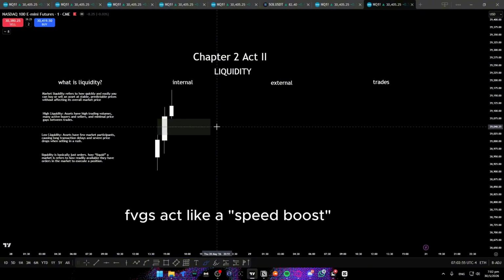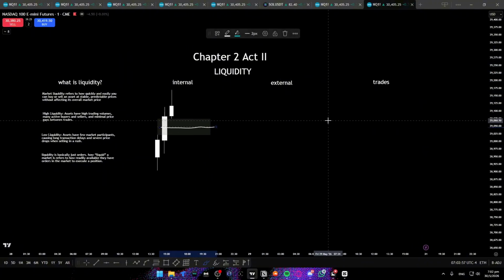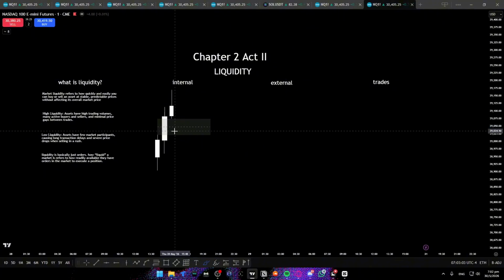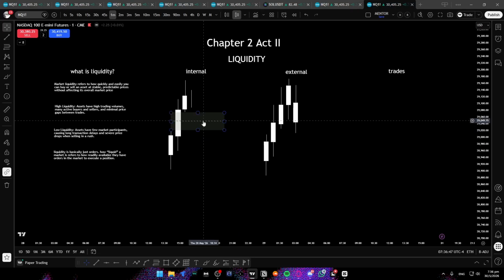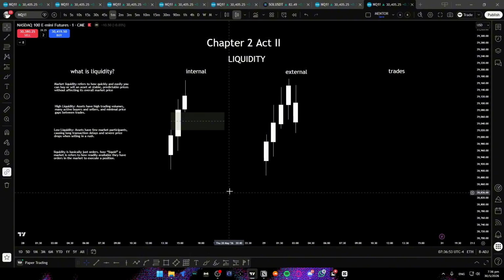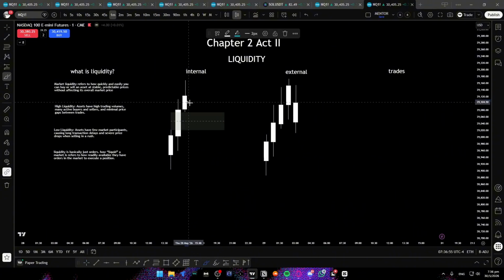And if you notice, there's this midline here. I'll get more into that later. It's called a CE, or consequent encroachment. It's basically the midpoint of the gap. Now, more on the midpoint of this fair value gap. Usually, price will want to go down into the midpoint, right? The midpoint is the most reactive area, okay? And it's the most important one.